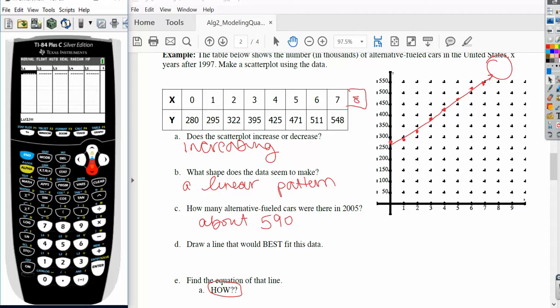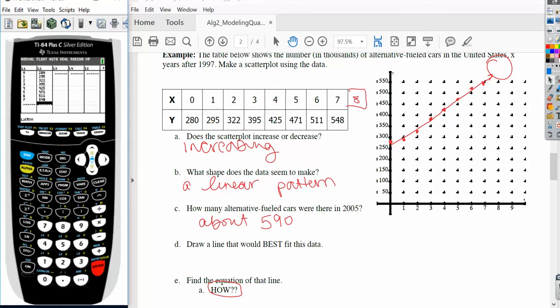So I'm going to type all my X values into L1, and I'm going to type all my Y values into L2. So how I do that, hit 0, enter, 1, enter, 2, enter, and so on and so forth. So I can type all my data in. I want you to pause this video, finish typing your data in, and then unpause when you're done.